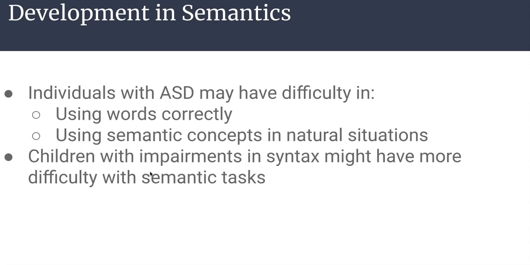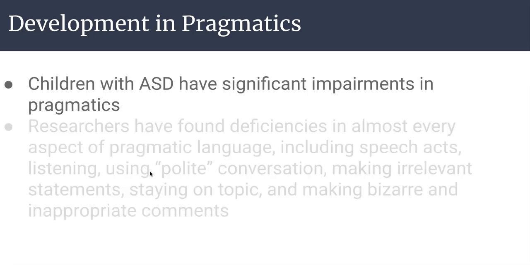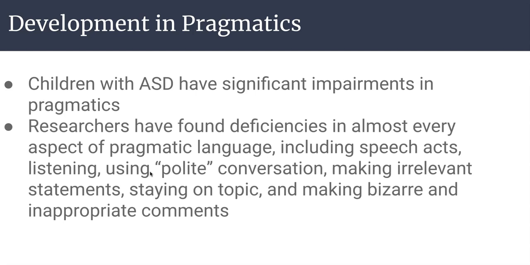Children with impairments in syntax might have more difficulty than with semantic tasks. So there might be a link: if you have a hard time producing and understanding longer sentences, these kids might also have difficulty with vocabulary at the same time. Now, pragmatics. Children with ASD have significant impairment in pragmatics. It's a social area of language that is one of the hallmarks of autism.